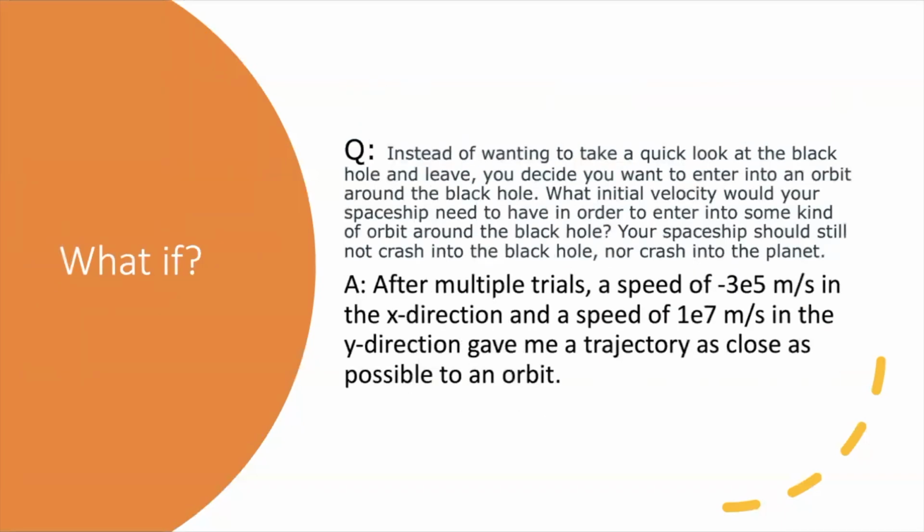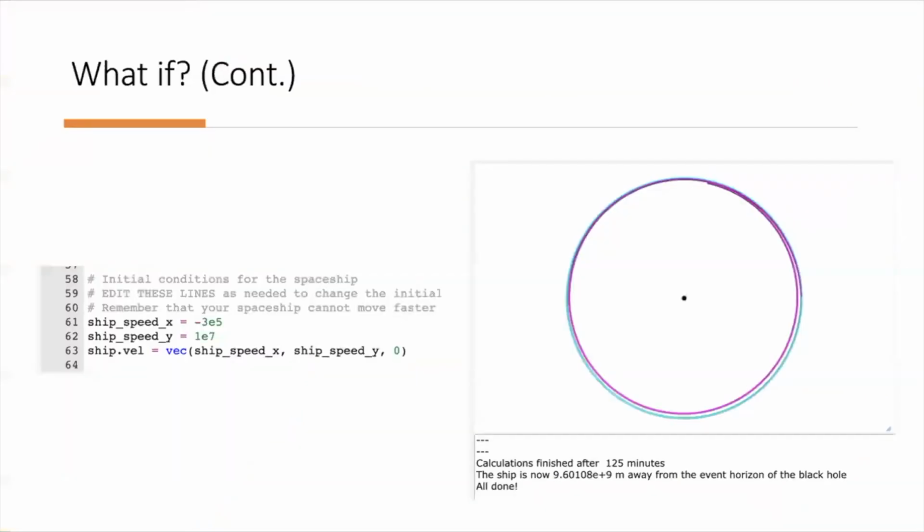What if, after multiple trials, a speed of -3.5e5 meters per second in the x direction and a speed of 1.7e7 meters per second in the y direction gave me a trajectory as close as possible to an orbit? The left shows how -3e5 in the x direction and 1e7 in the y direction were input into the code, and the right shows the orbit of the spaceship and the planet.